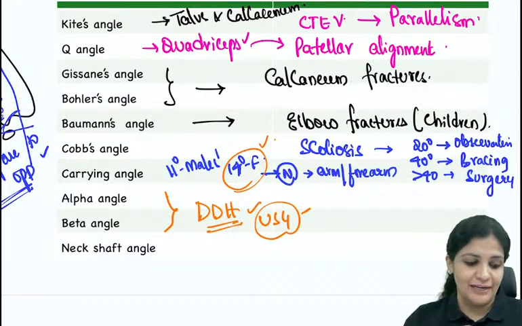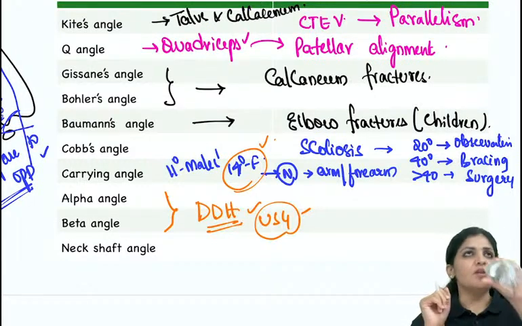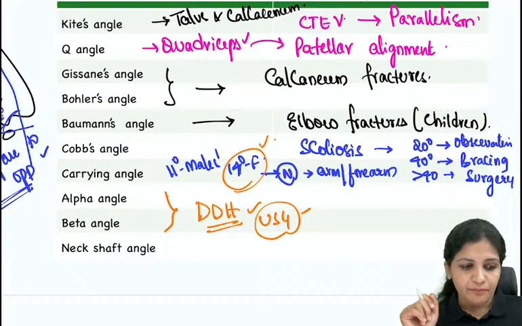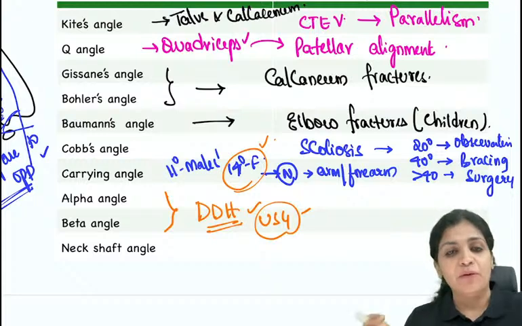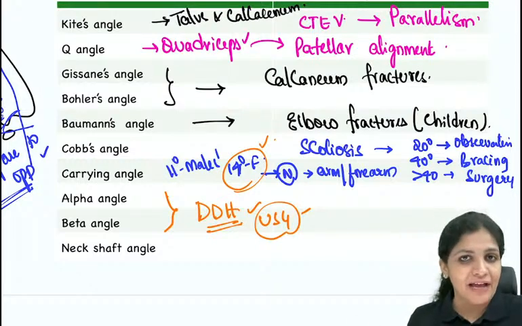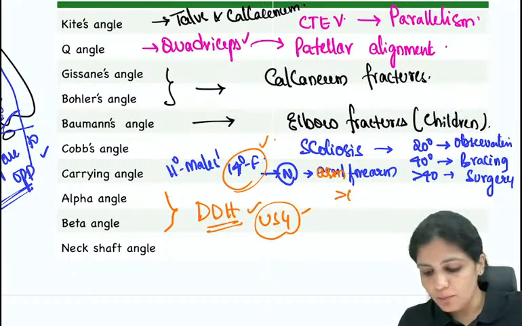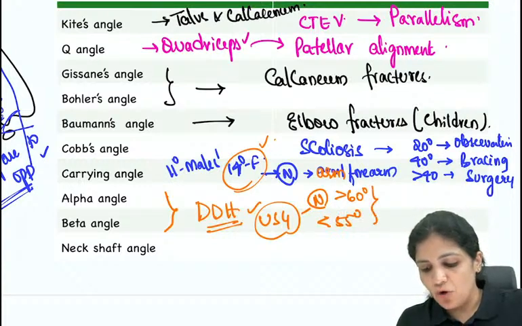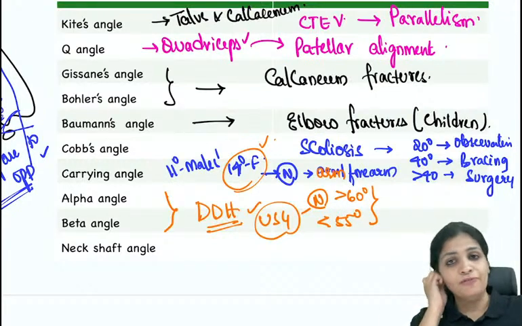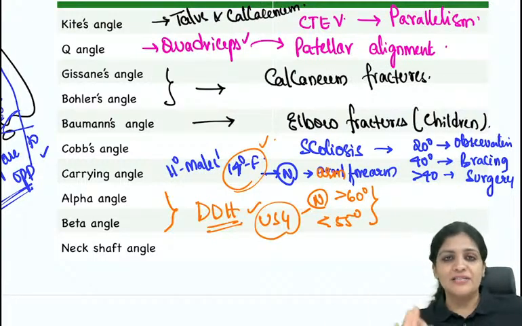So you do two important tests. What are the two important tests? Barlow and Ortolani are the two important tests which you do. And what are the angles which you measure? The alpha angle and the beta angle. Usually the alpha is more than 60 degrees normally, and beta is less than 55 degrees. If it is opposite to it, then you have to think of DDH, right? Reverse of this is DDH.